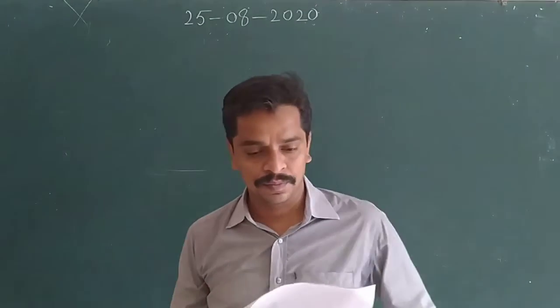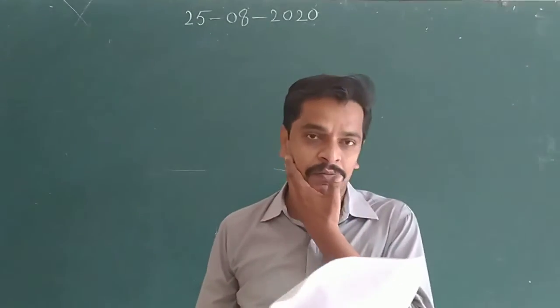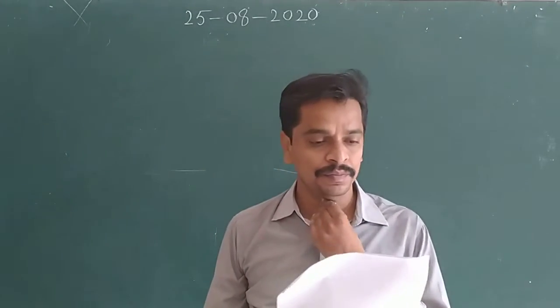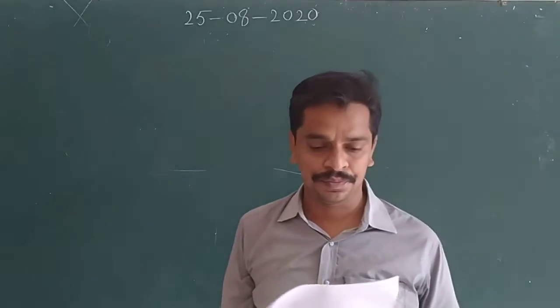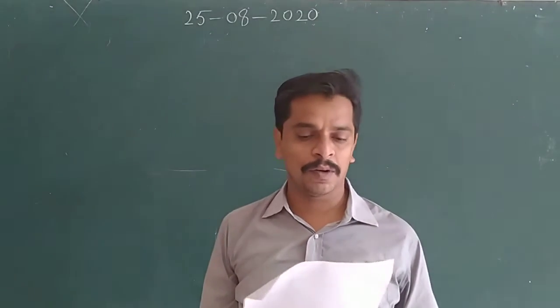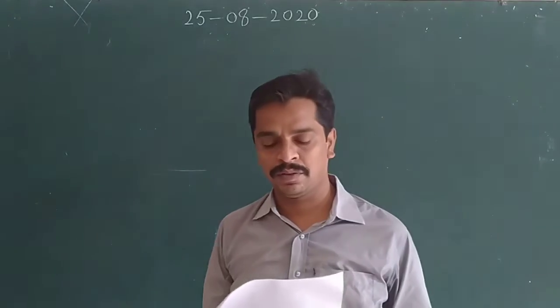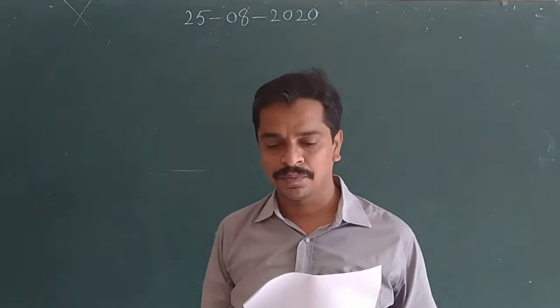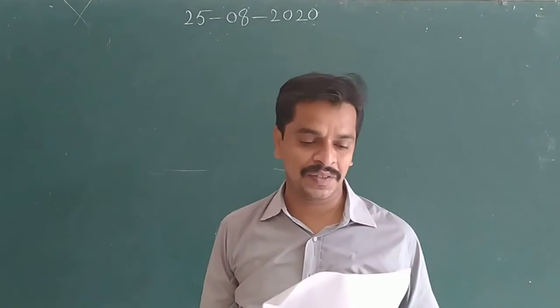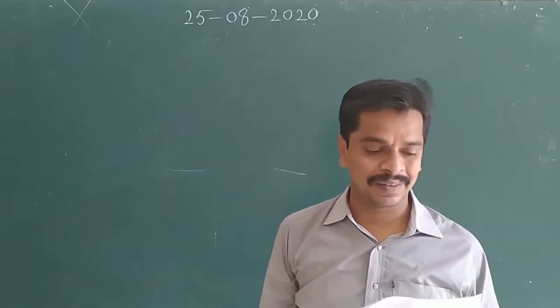Assignment discussion as per the date of 25. In a closed flask of 5 liters, 1 gram of H2 gas is heated from 300 to 600 kelvins. Which statement is not correct?